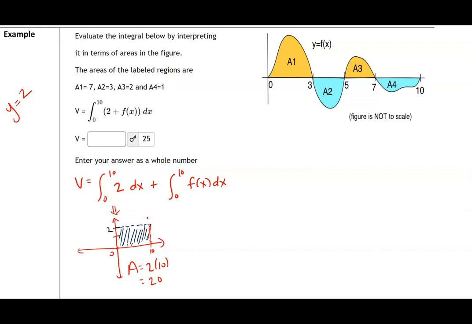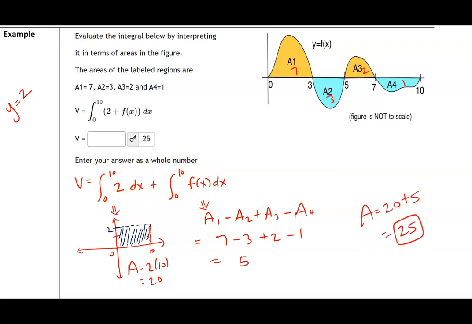So from the beginning of this section, we learned that anytime the area is positive, we add it, and anytime the area is negative, so below the x-axis, we subtract it. So we're given that a1 is 7. Let me actually put these in. a1 is 7, a2 is 3, a3 is 2, and a4 is 1. But the ones that are below the x-axis, we're going to subtract. So we're going to have 7 minus 3 plus 2 minus 1, which is 5. And then the total area is going to be the area of the first region plus the area of the second region, and that'll be 20 plus 5, or 25.